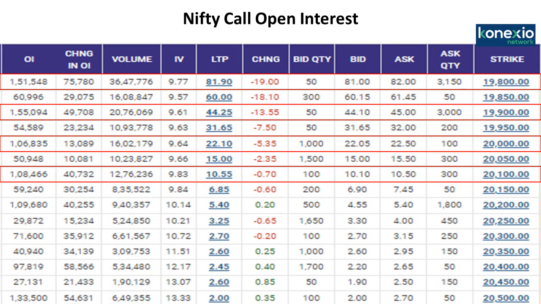So friends, now let us discuss the derivative data of Nifty calls. You will see on the screen the Nifty call data. In Nifty calls, you can clearly see the action was seen in 19,800 calls, then 19,900 calls, 20,000 and 20,100 calls.